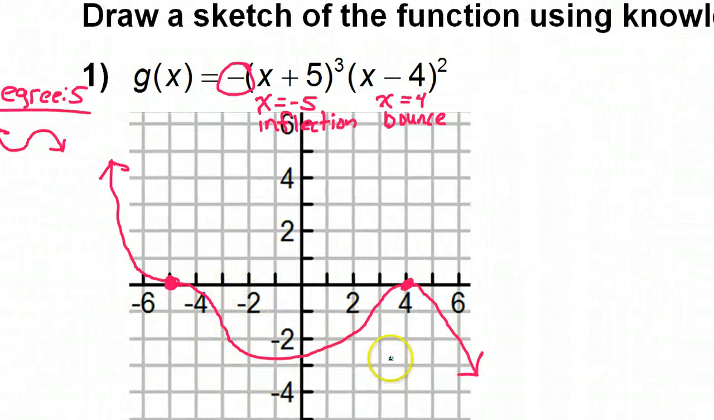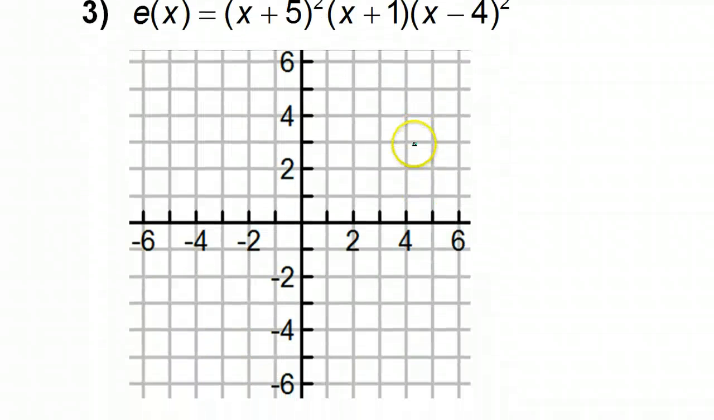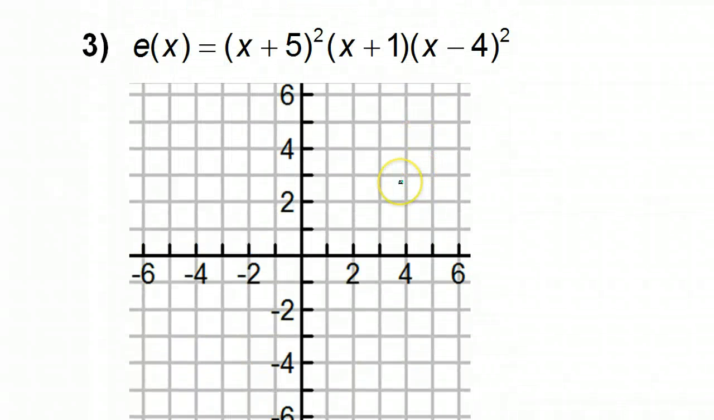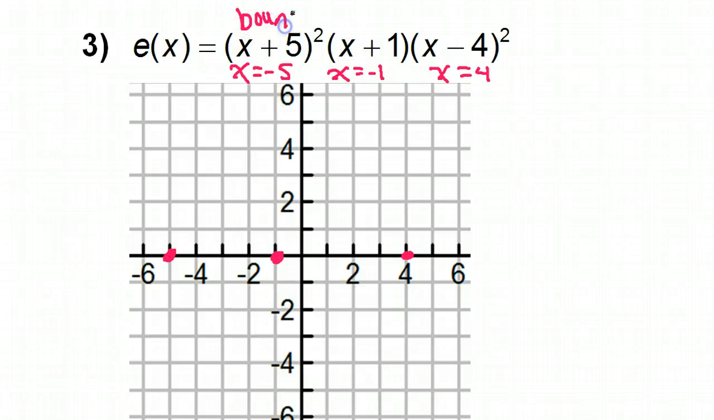Alright, number 3. So we've got x equals negative 5, x equals negative 1, and x equals positive 4. Alright, so negative 5, negative 1, positive 4. This is a bounce. This is through. And this is another bounce.